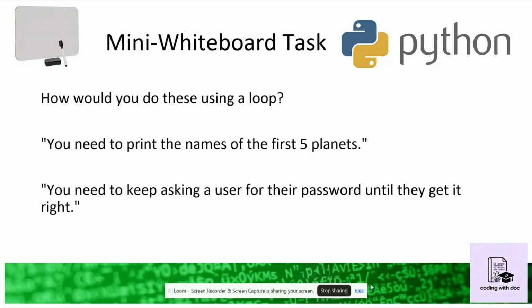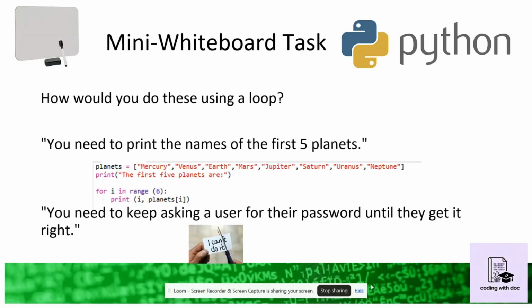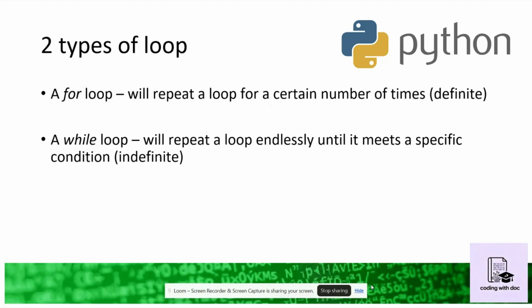So let's look at those two ideas and let's do those. And let's just re-emphasize those two types of loop. A for loop repeats for a certain number of times. It's what we call a definite loop. And a while loop keeps going for as many times as it needs to do until it meets a certain condition. So what's called an indefinite loop. So let's do that run exercise.